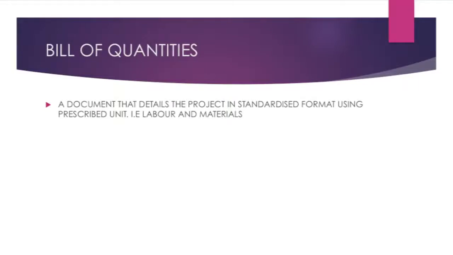And moving forward, we also have what we call a bill of quantity. A bill of quantity is a document that details the project in a standardized format using the prescribed units, i.e. we have the labor, we also have materials. So this is the final document that will prescribe how much the project will cost. We call it a bill of quantity.